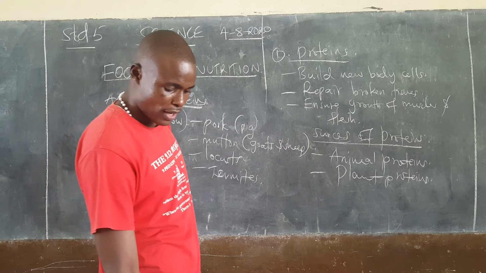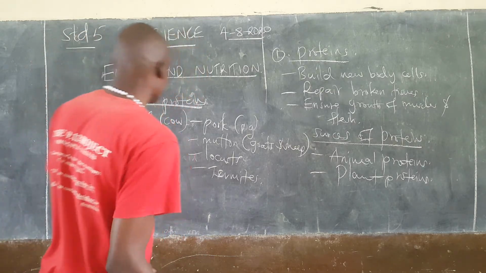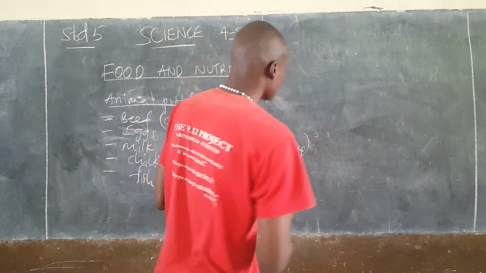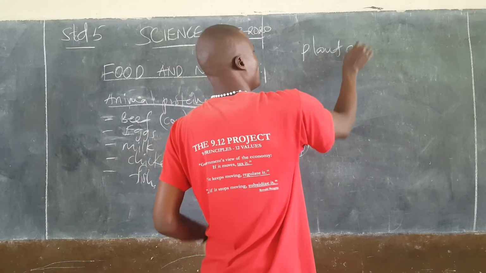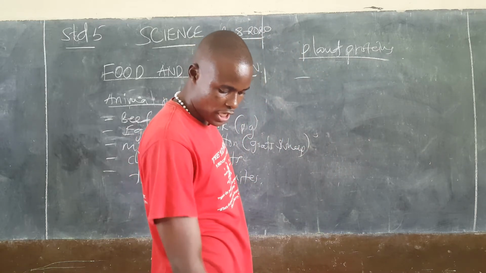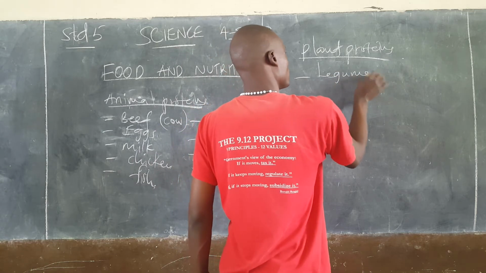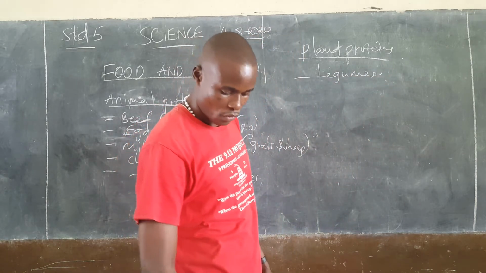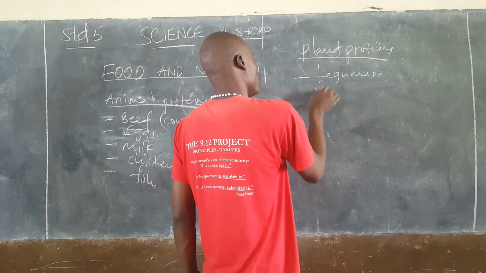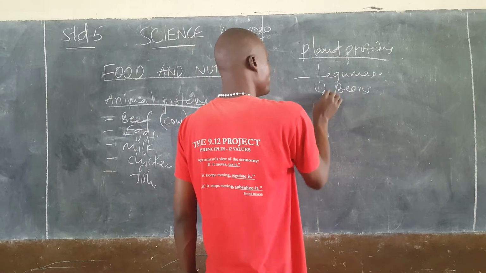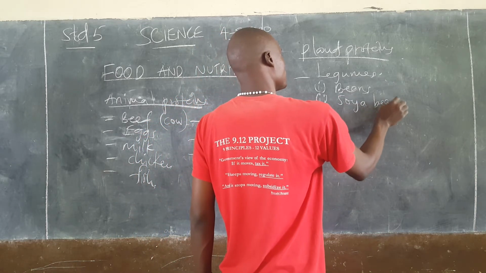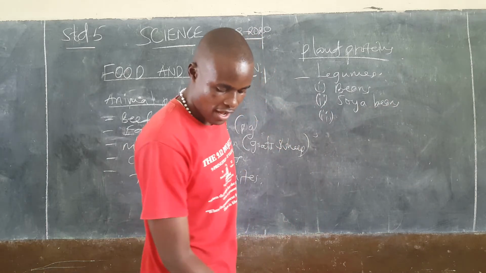So we have sources of plant proteins. When it comes to plant protein, what are the main sources? In most cases we talk of legumes. Legumes are the main source of plant proteins, and this includes beans. One, we have beans, any type of beans. Then we have soya, which we normally call soya beans. Then number three, we have groundnuts.